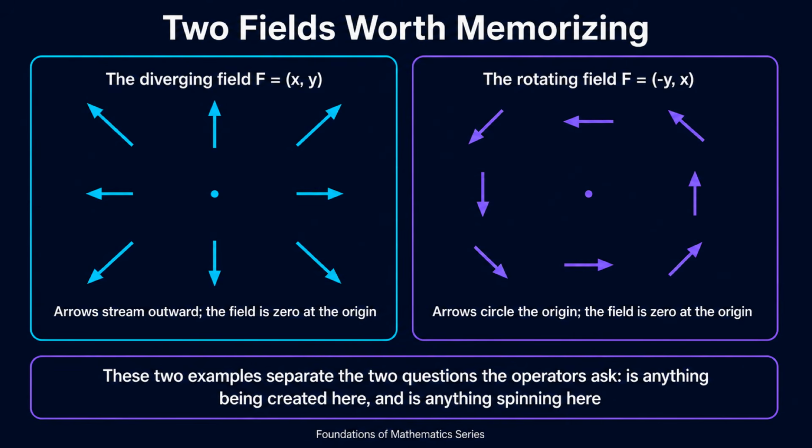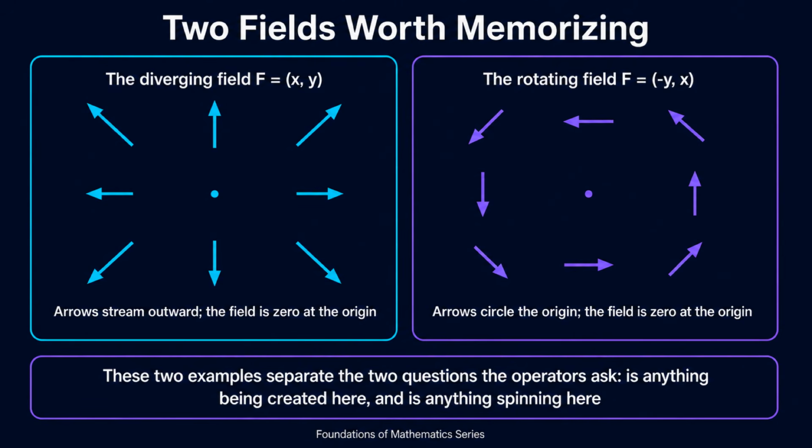The first is the field f equals x, y. At every point other than the origin the arrow points directly away from the origin, and it gets longer the further out you go. Everything streams outward, nothing circulates. The second is the field f equals minus y, x. At every point other than the origin the arrow is perpendicular to the line joining the point to the origin, so the arrows form circles around the center. Everything circulates, nothing streams outward. Both fields vanish at the origin itself, so there is no arrow to draw there, only a dot.